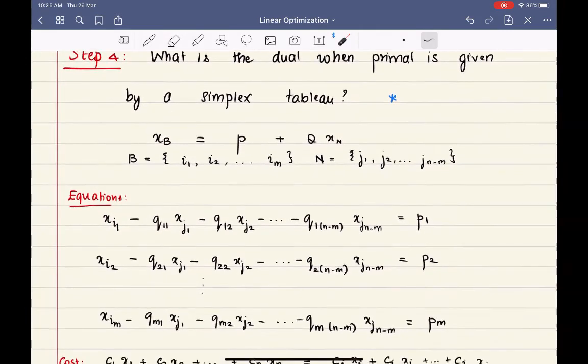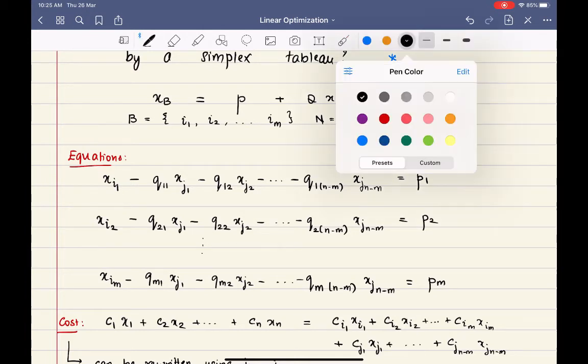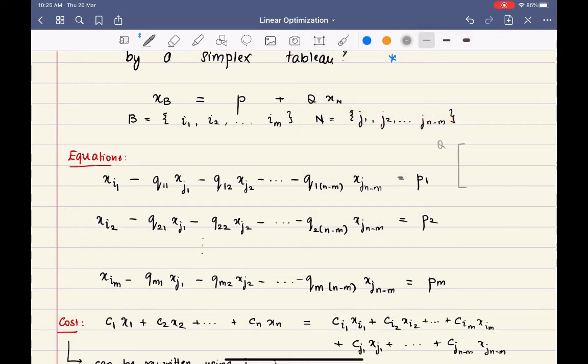So let's try to do this. So here we are, I'm just writing this more elaborately. So xi1 was equal to p1 plus q xn, right? Now assume that q is given like this: q11, q12, up to q1 n minus m, down to qm1 till qm n minus m, and then you have the xj1 till xjn minus m.